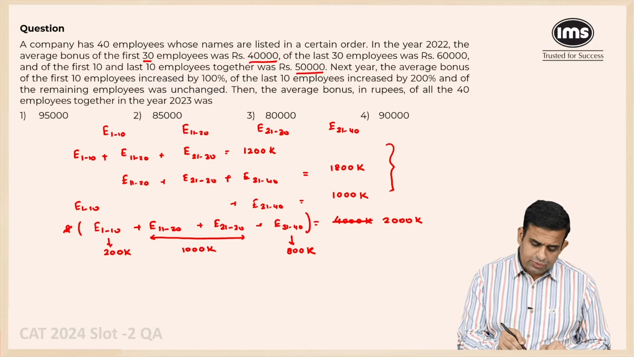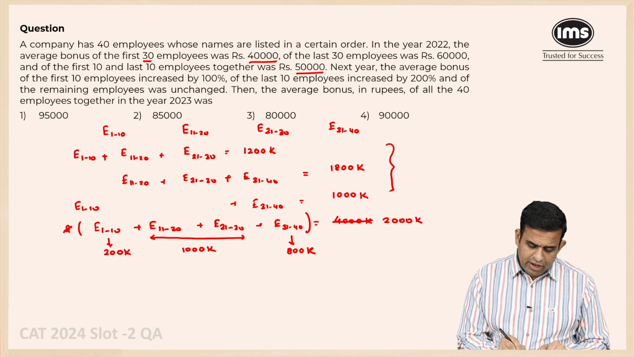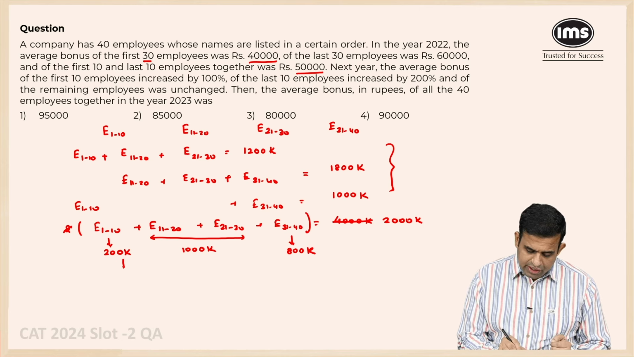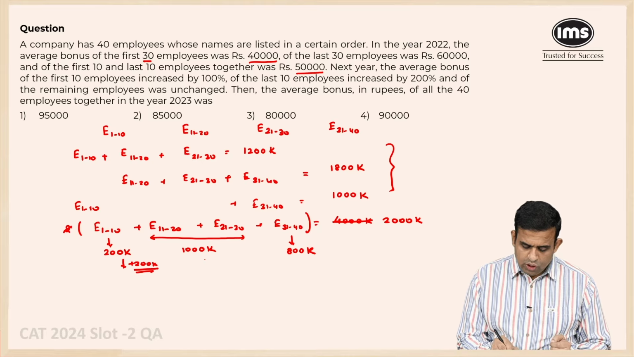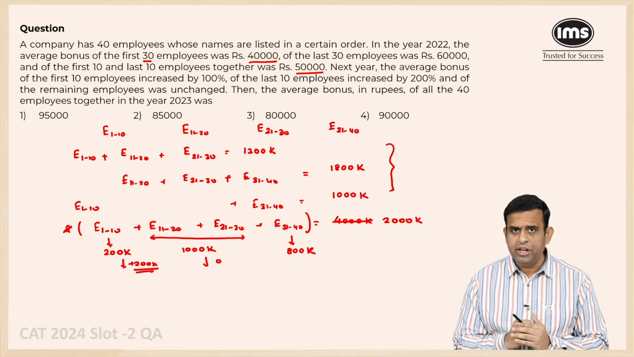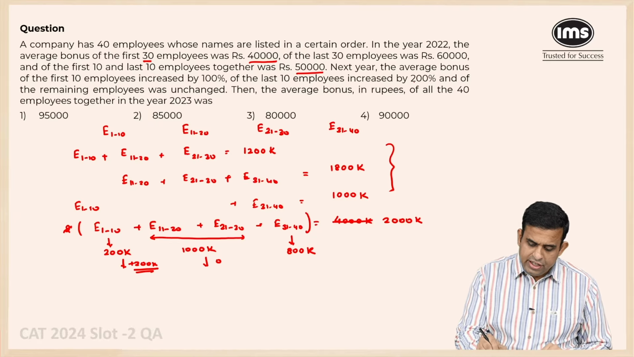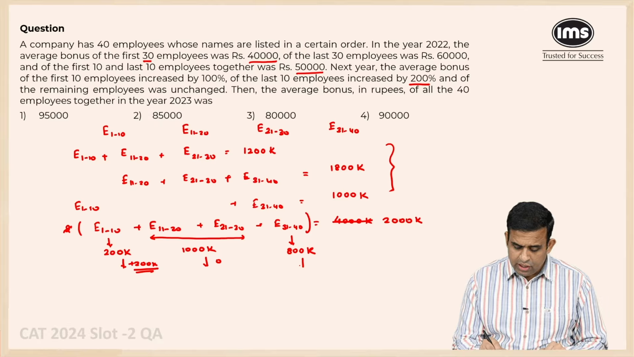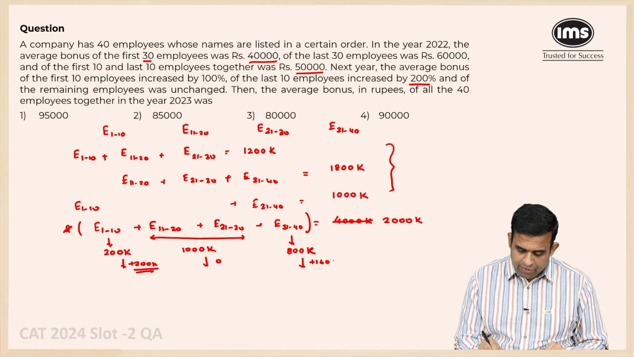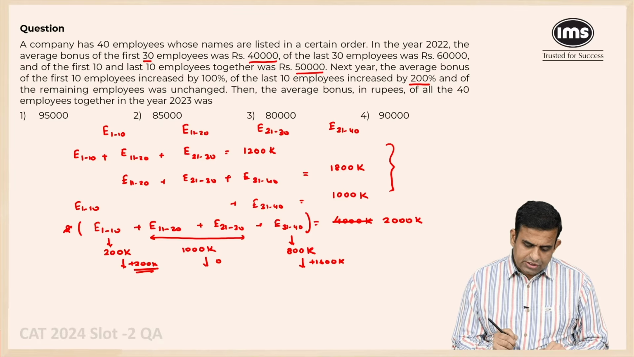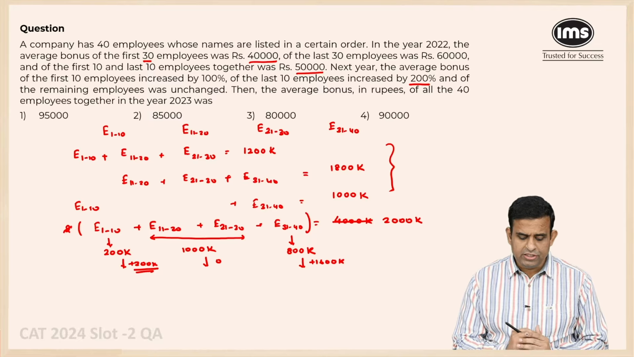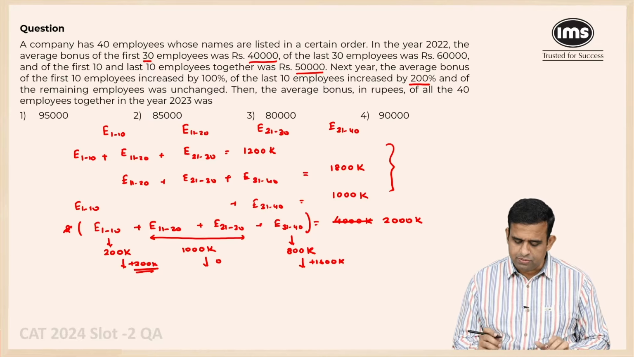There is an increase: the first 10 increase by 100%. So if I focus only on the increase, it's an increase of 200k for this. No change for the middle 20 employees, and the last 10 increased by 200%, an increase of 1600k. And the question says, what was the average bonus in rupees of all the 40 employees in the next year?